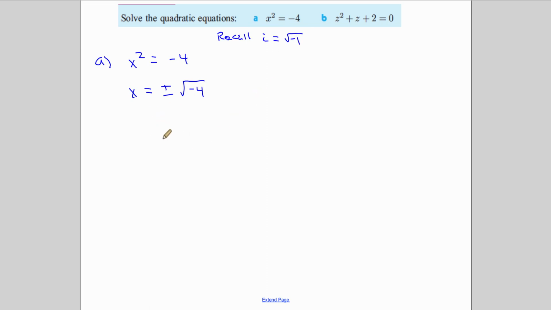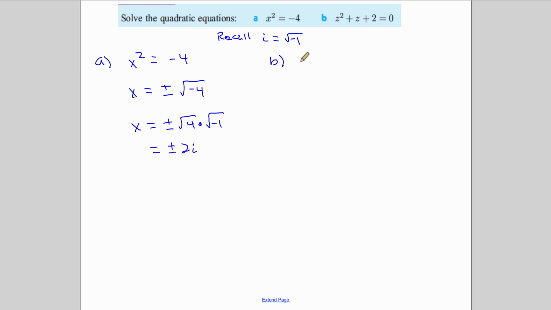And I'll only take this step, I think, on this example, because after that it just becomes unnecessary. And this is the step I'm talking about. I can rewrite this as plus or minus the square root of 4 multiplied by the square root of -1, because 4 times -1 clearly is -4. So we simplify that and we get plus or minus 2 times the square root of -1, and the square root of -1 is equal to i. So we have the imaginary solutions, plus or minus 2i.